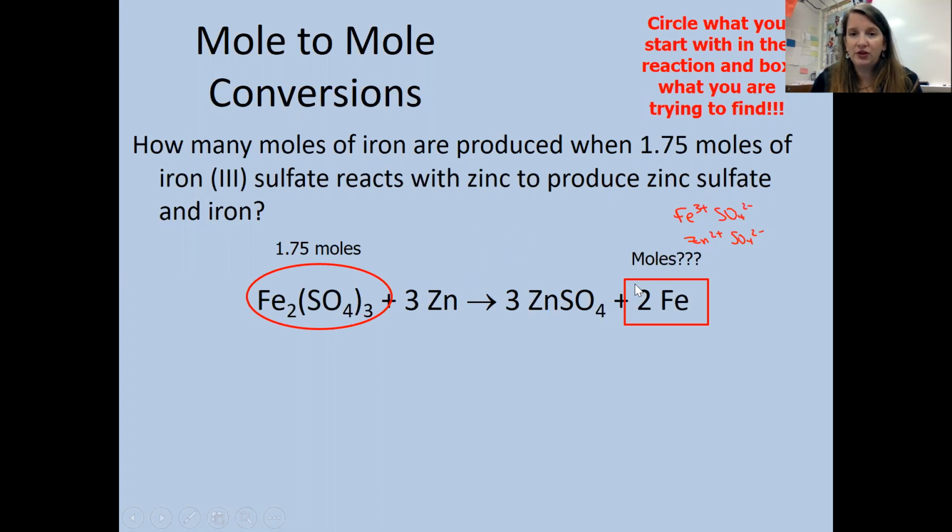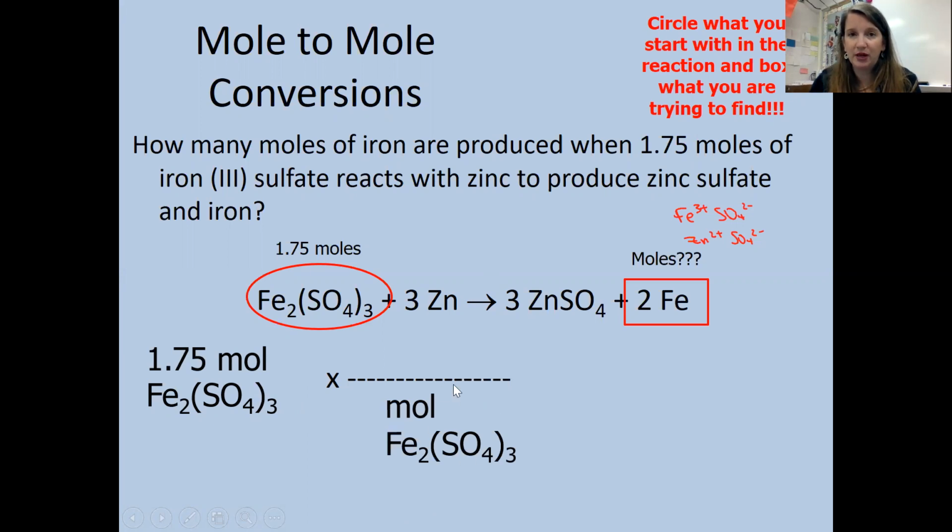When we're switching from one thing to the other thing, we're going to do stoichiometry. We're going to have to use our mole ratio. So we're going to start by writing our given. We're starting with 1.75 moles of iron(III) sulfate. We're going to have to do some kind of conversion factor because we have to switch substances. Whatever unit I'm starting with, remember, that unit is going to go down here at the bottom of my conversion factor. If I'm in moles, I'm going to use the coefficient from the balanced equation. So I'm going to put a 1 here.